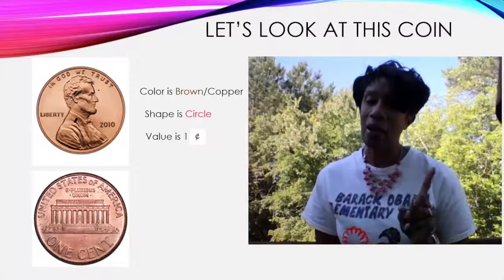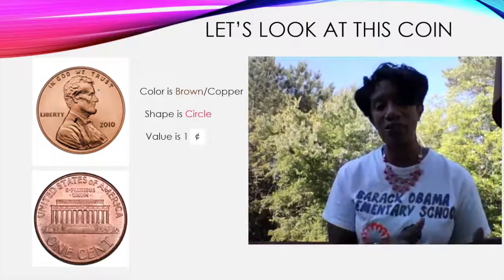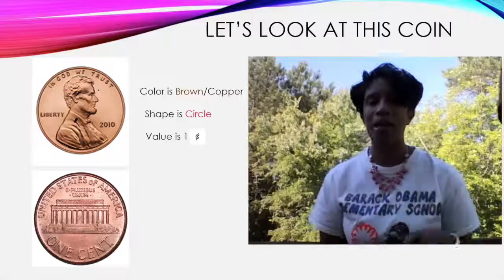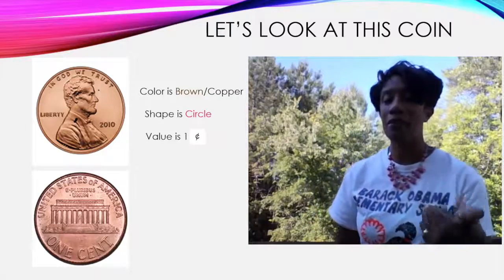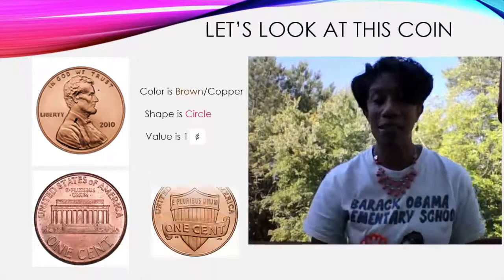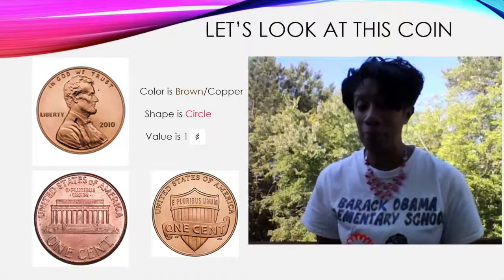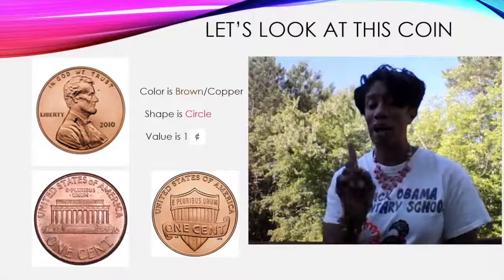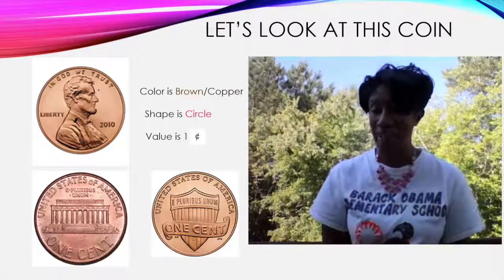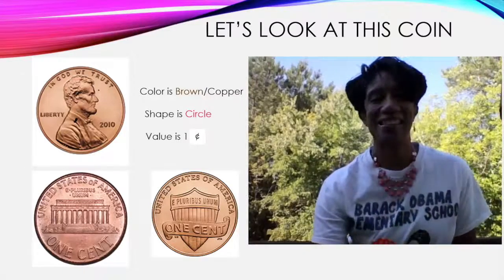But pennies have been made in different years, and some of them look different on the back. So some pennies will have the building on the back, and some pennies will have this crest on the back. But they're both the same value. They both are valued at 1 cent. Okay? 1 cent.